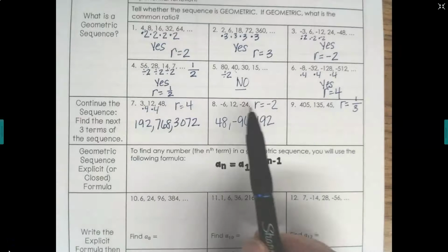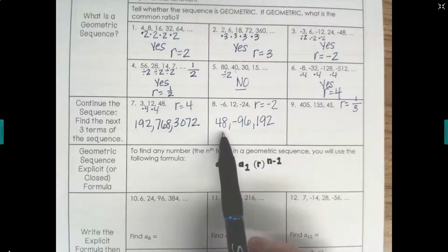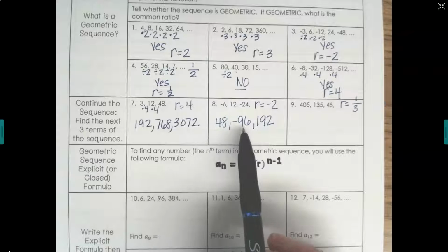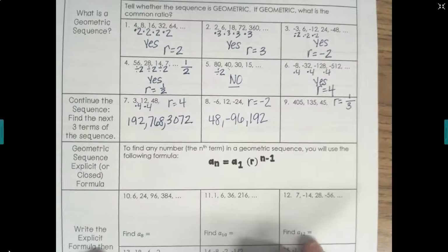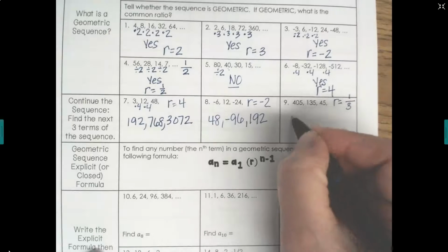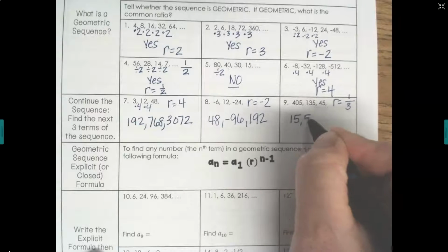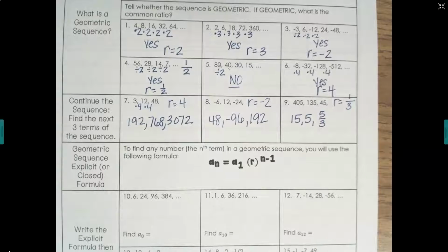All right, so for number 8, our common ratio is -2. When I kept multiplying by -2, I got positive 48, negative 96, positive 192. And for number 9, our common ratio was 1/3, so you're really dividing by 3 each time. You'll get 15, 5, and then the last one we can just write as 5/3. You could have written it as a decimal if you wanted to, but usually we keep them as fractions.